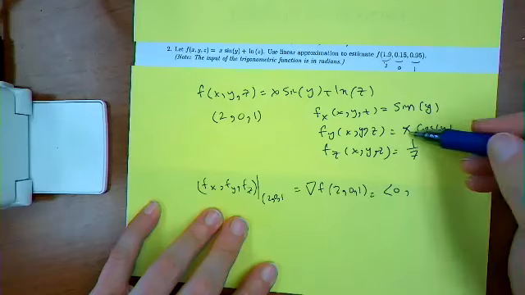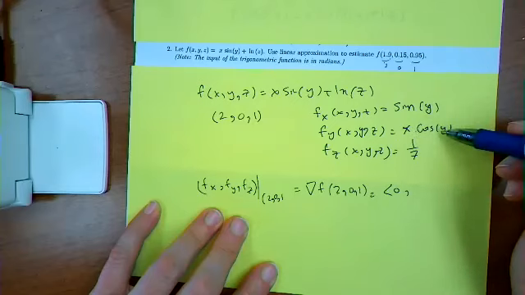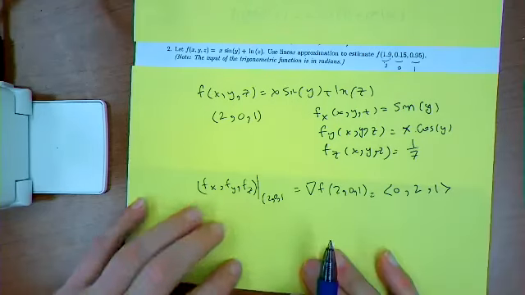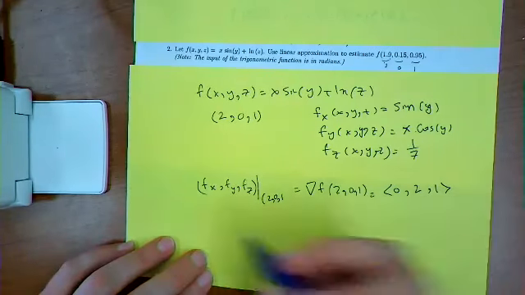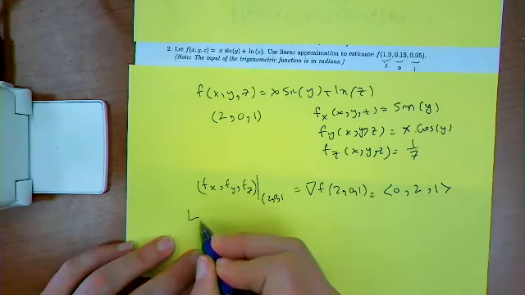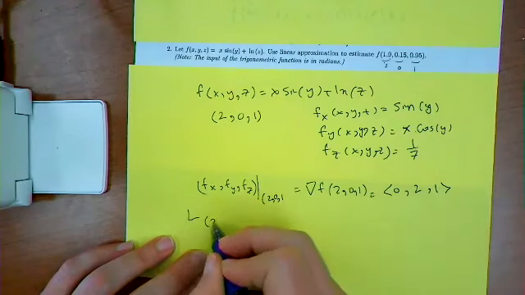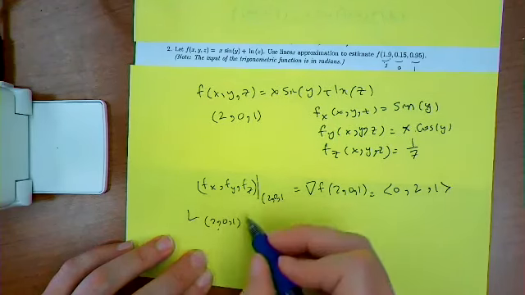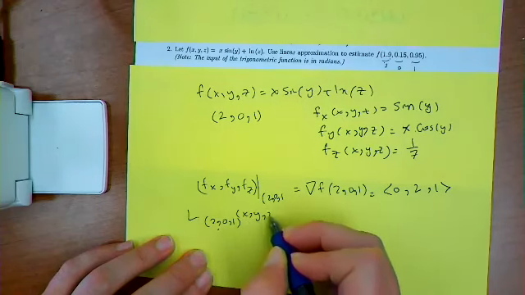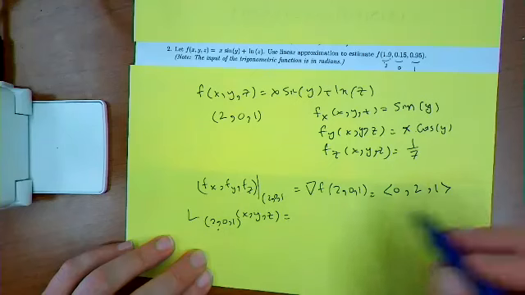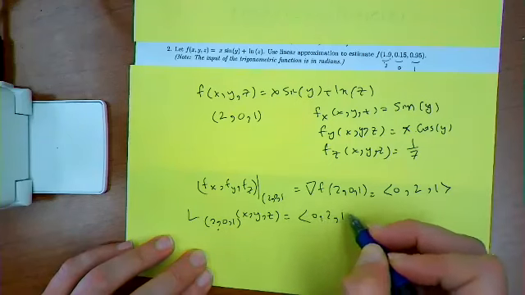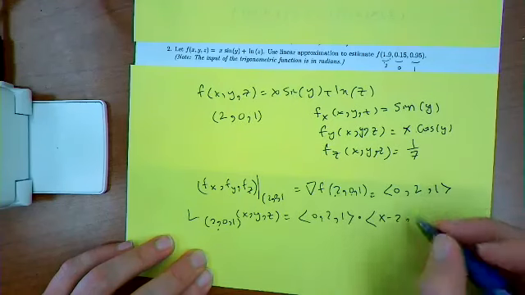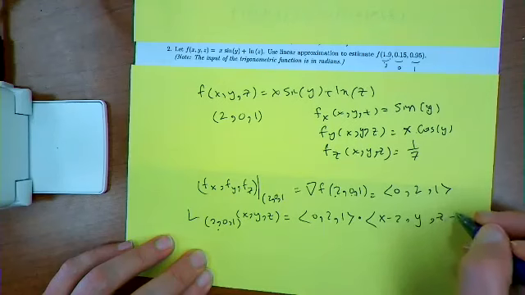Evaluating f sub y at that point gives me 2 times 1. Evaluating f sub z gives me 1. And then from there, I write the linear approximation. So the point is 2, 0, 1. The linear approximation at that point of f, for any value, is going to be the gradient times x minus 2, y minus 0, and z minus 1.